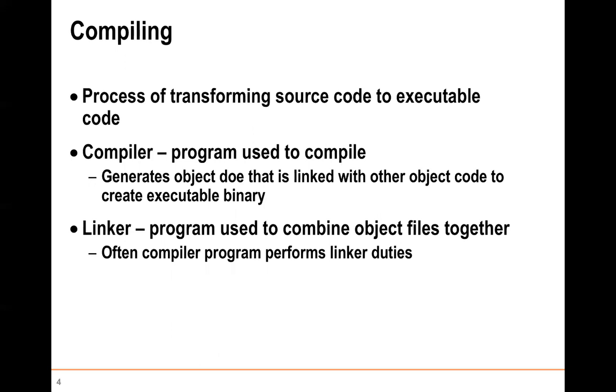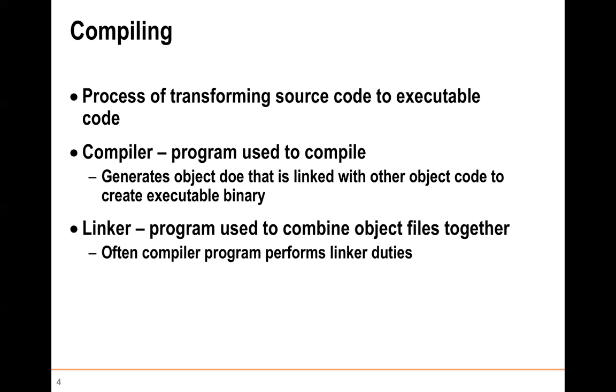Compiling is the process of transforming source code into an executable code. It works by taking that source code of yours and translating it into basically assembly language called object code. Then that object code is linked with other object code to create an executable binary that you actually run. A linker is just a separate program that is used to combine those object files together, adding libraries and functions as need be to make that particular program actually executable.